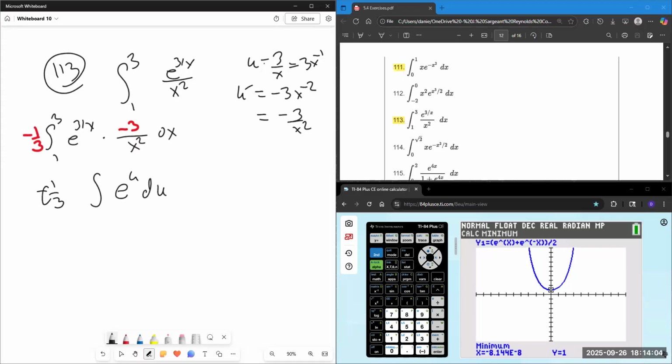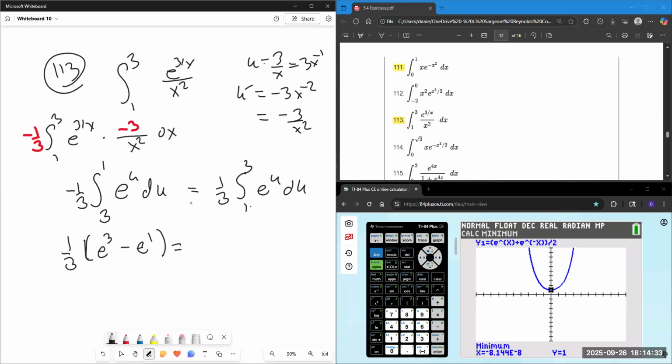and limits of integration are going to be, when I stick 1 into my definition of u, I get 3, and when I stick 3 into my definition for u, I get 1, so those are backwards. So 1/3, 1 to 3 of e to the u du is 1/3 of e cubed minus e to the first, is e over 3 times e squared minus 1, which is e times e plus 1 times e minus 1 over 3.